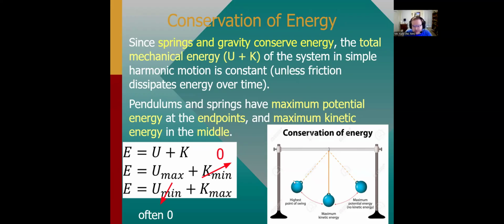That's either where the pendulum bob is highest, the greatest height, or where the spring is at its most stretched or compressed, and they have maximum kinetic energy in the middle. And they've got zero kinetic energy at the endpoints. That's where they're temporarily at rest. And depending upon what you define zero to be, they'll usually have zero potential energy at the bottom.